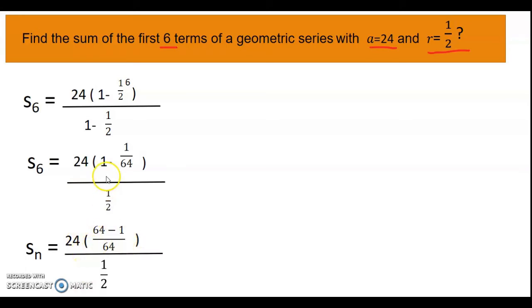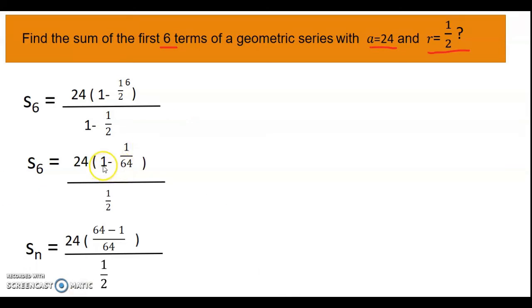times, let's evaluate first the numbers in parentheses. Remember our order of operations. First, you have to evaluate the numbers in parentheses, then in brackets, then multiplication and division before you can go to addition and subtraction. So here, as you remember in my previous video how to subtract fractions, here we will use the butterfly method.